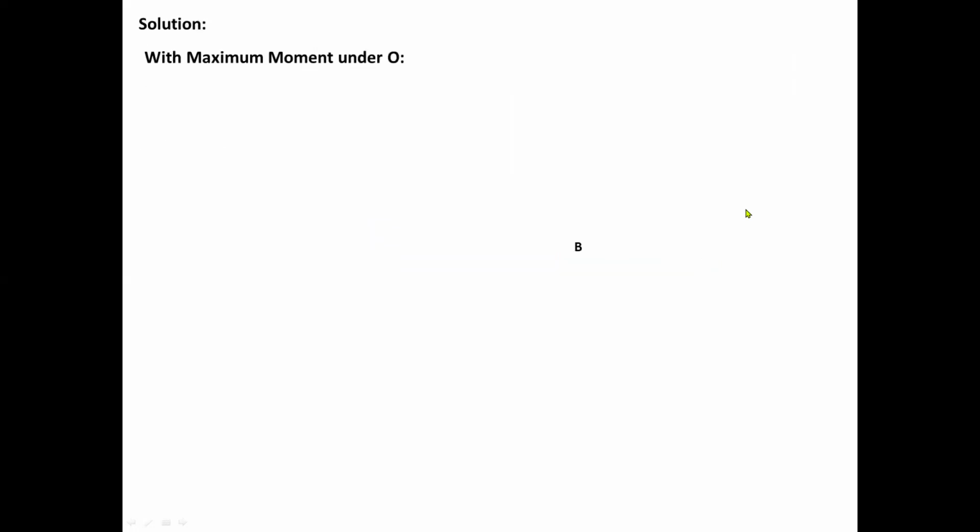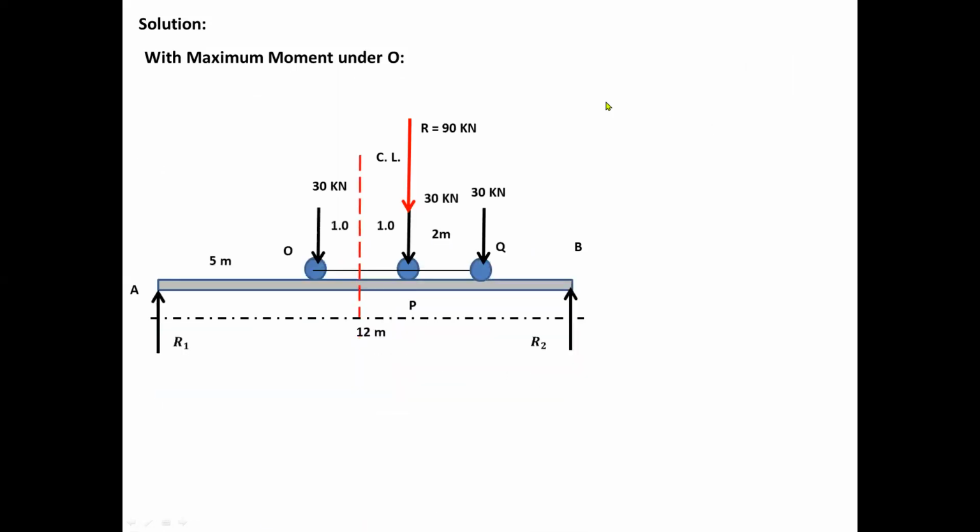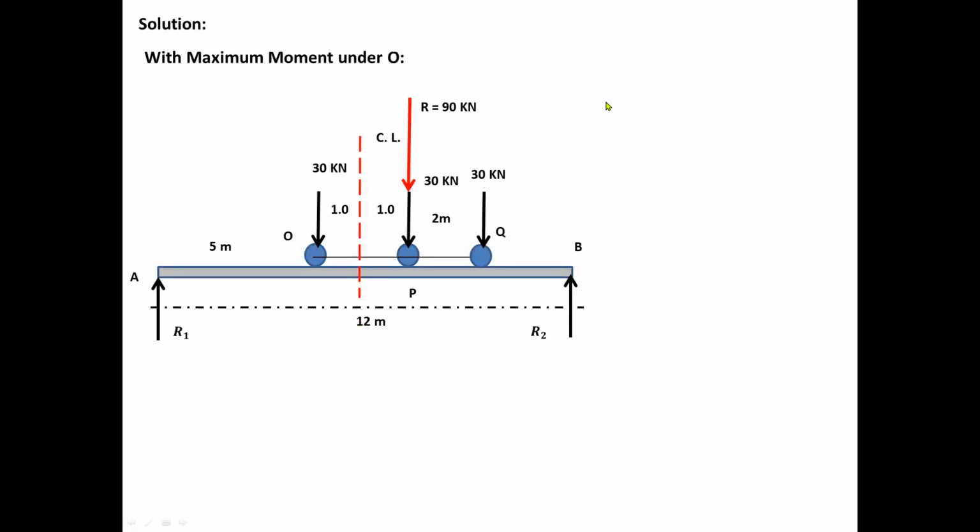For the solution of our problem, let us start first with the maximum moment under point O. Again, this is the beam. So, pinili nating iposisyon ang ating center line sa pagitan ng point O and point P. Dahil 2 meters lang yan, syempre tig-1 meter at nasa gitna ang ating center line. So kung center line yan, ibig sabihin 6 meters dapat ang each side ng span ng beam. So we have 5 plus 1, 6 meters. 1 plus 2 plus 3, we have 6 meters.